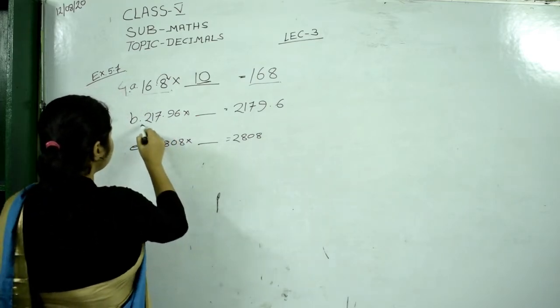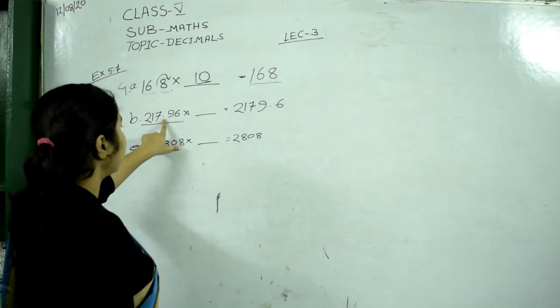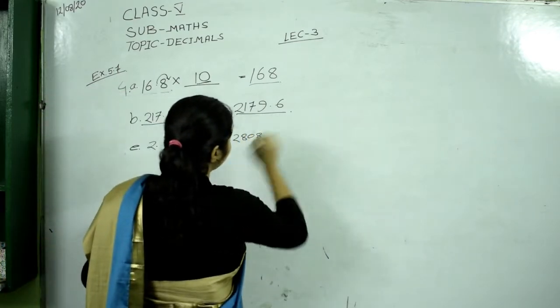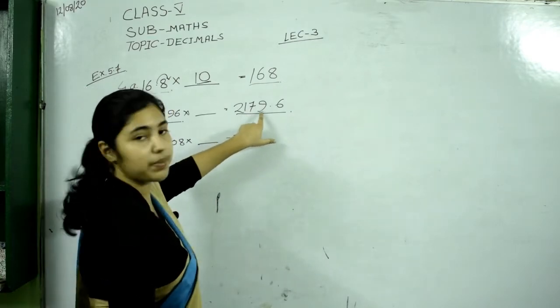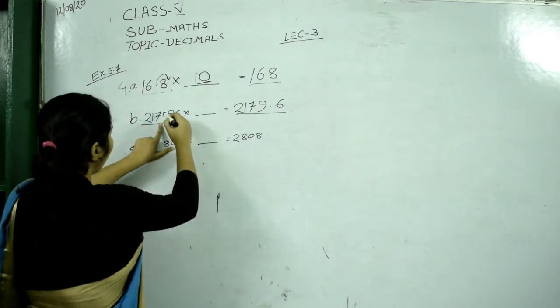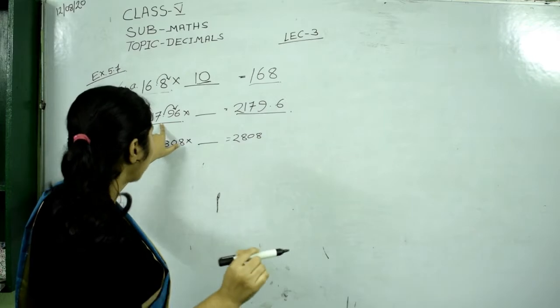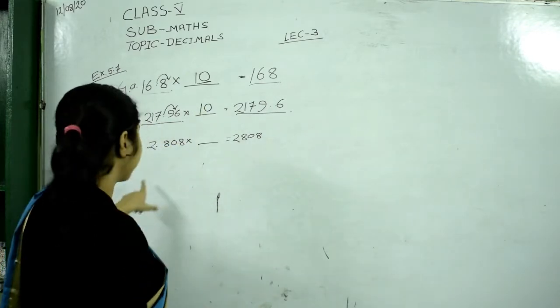Next, look at the multiplicand. Here we have 217.96. But look at the product. Here we have 2179.6, which means again the point has shifted one decimal place, right? So again multiply by 10.